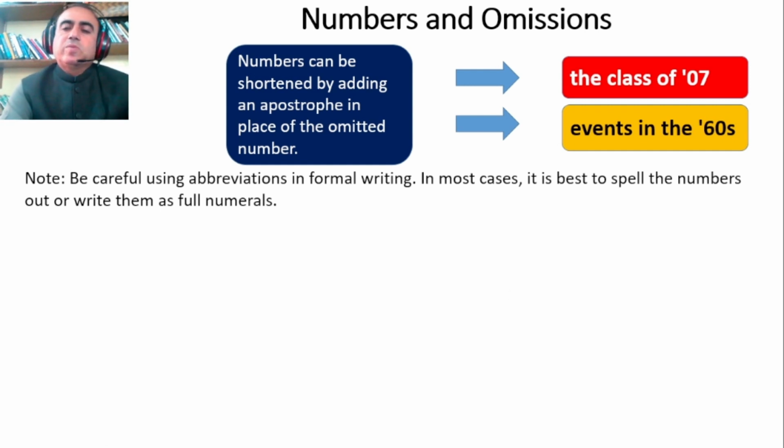Okay, we need to be very careful. These contractions like this and this are used in informal writing. In formal academic writing, we usually do not use contractions.